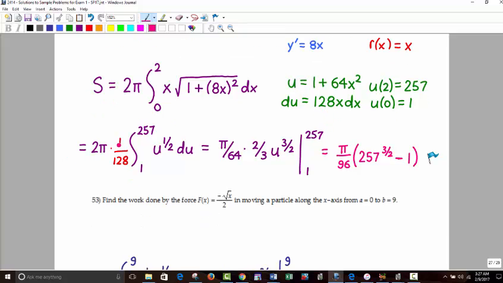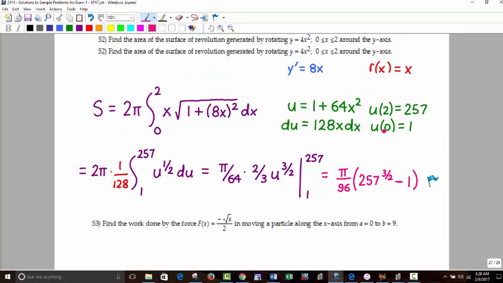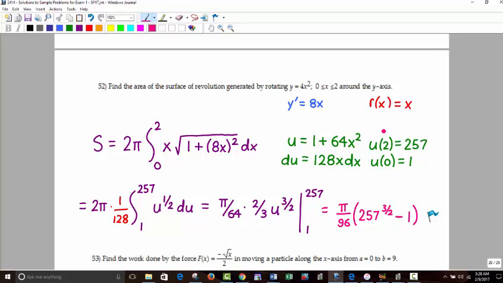So you see I color coded it to help a little bit. There's 1 over 128 from the du, 2 pi from the formula, 2/3 u to the 3/2. So the pi over 64 times 2/3 simplifies into pi over 96. So it's 257 to the 3/2 minus 1 to the 3/2, which is just 1. So yeah, these answers aren't a thing of beauty, but they're not supposed to be. That would be the exact area of the surface if you revolved it.